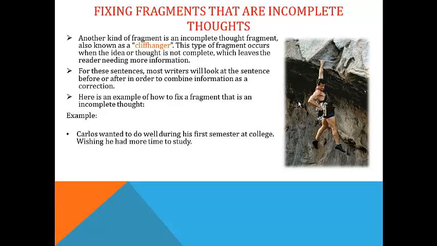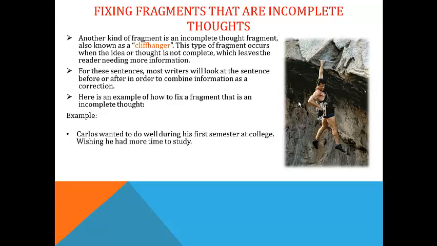Here we're fixing fragments that are incomplete thoughts. An incomplete thought is also known as a cliffhanger. This type of fragment occurs when the idea or thought just isn't complete. And honestly, most fragments really kind of exist in this realm. These fragments may look a lot like sentences, because they may have the subject, they may have the verb, but they do not complete a thought. They're cliffhangers. They leave us needing more information.